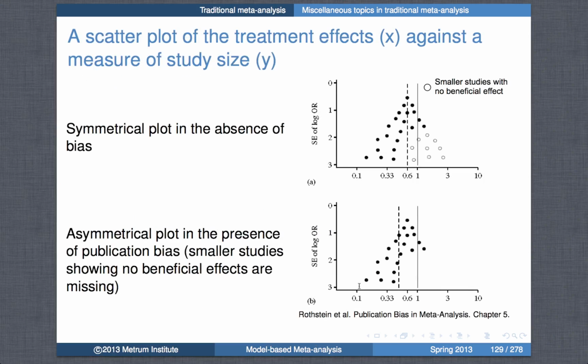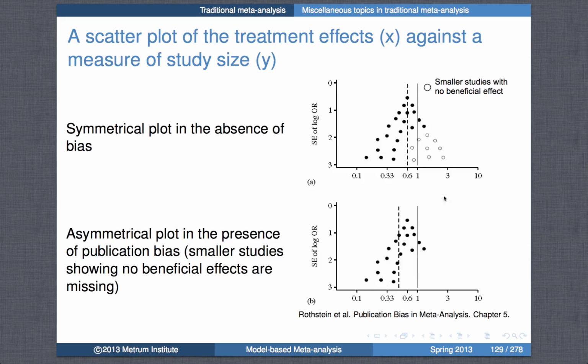So what the funnel plot does is it plots on the x-axis a measure of treatment effect, and on the y-axis it plots a measure of information or study size. And typically it's plotted so that a lot of information or a large study size is at the top, and small information or small measures of study size are at the bottom. So in these two figures on the right of the slide, it's showing the log odds ratio on the x-axis, that's the measure of treatment effect, and the standard error of the log odds ratio on the y-axis. So small standard error corresponds to a lot of information, and larger standard error corresponds to less information.